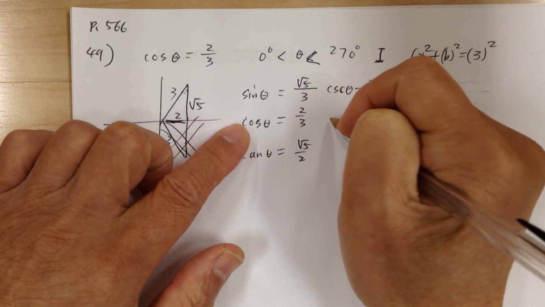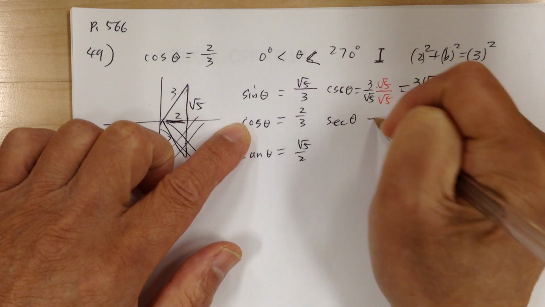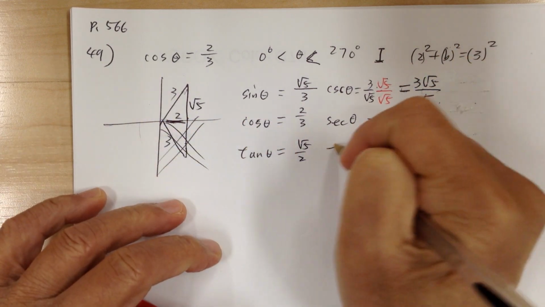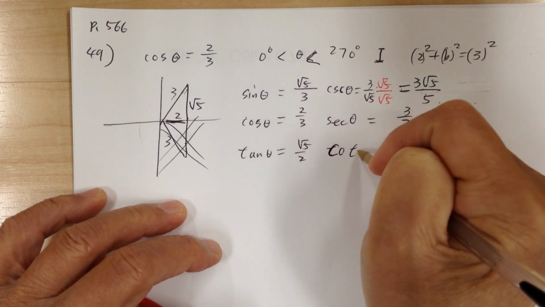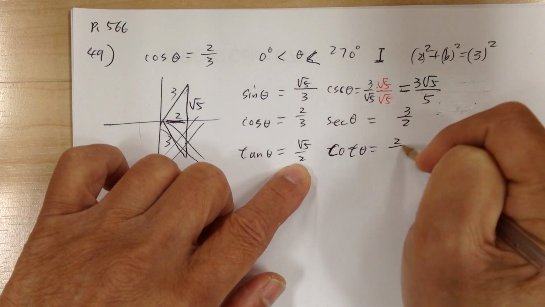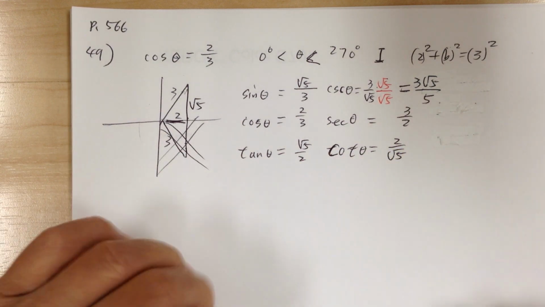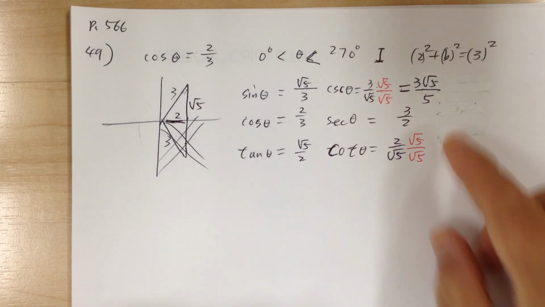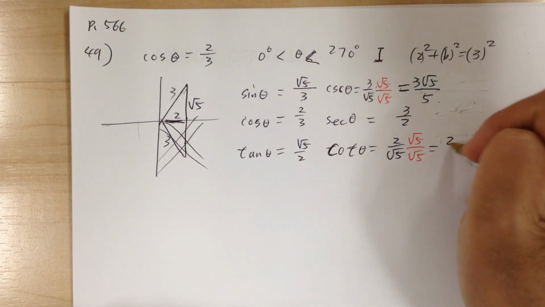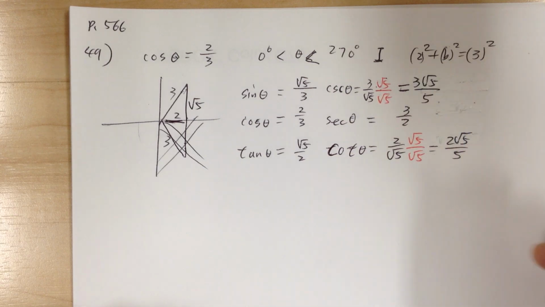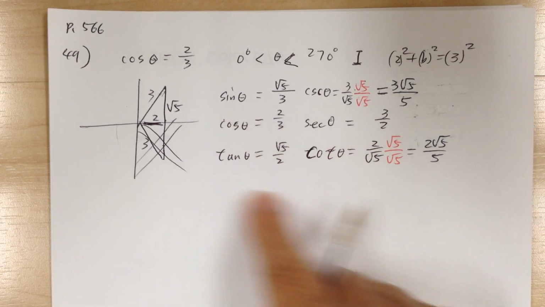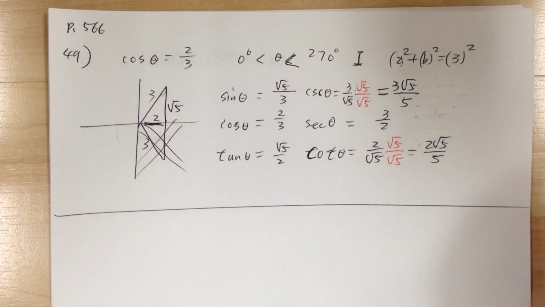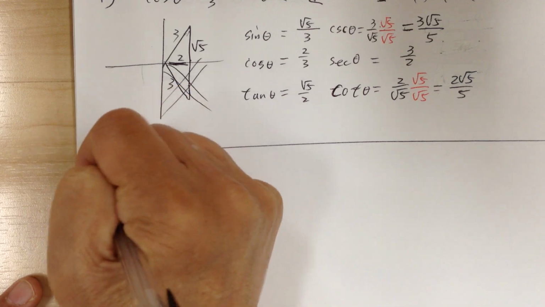Okay, and secant, you just flip this over, so it would be 3 over 2. And cotangent, you flip this over, it would be 2 over square root of 5. Okay, again, you have to simplify the square roots. So it's multiplied by square root of 5 over square root of 5. So this will equal 2 square root of 5 over 5. Okay, so those are your 6 trigonometric ratios. Okay, let's do the next one, number 51.